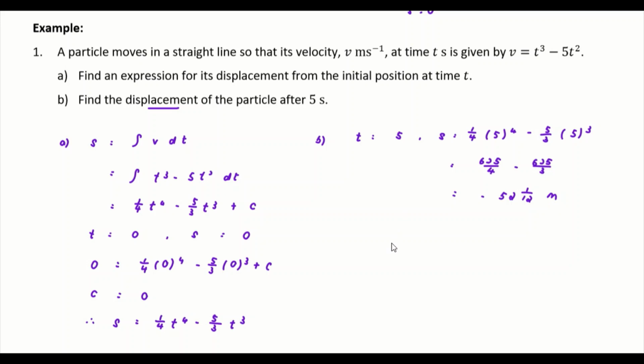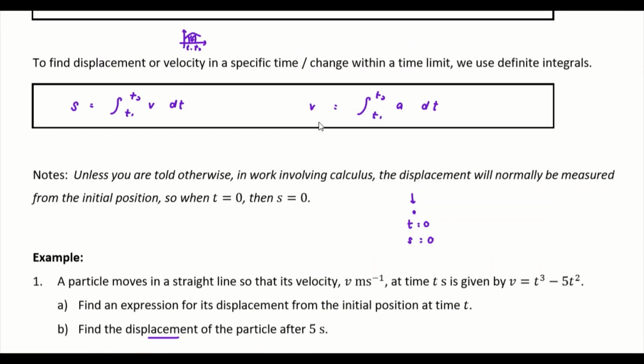Okay, now we are going to talk about if let's say you actually didn't do part A, which means this question is given in a form where you don't have part A, and straight away you need to solve part B. Then is there any shortcut so that you wouldn't need to go through this, then only get to your answer? Okay, so now you see we are finding the displacement for the particle after 5 seconds, right? You remember in the notes part, we talked about if you want to find the displacement or the velocity at a specific time within a time limit, then we can always use definite integral.